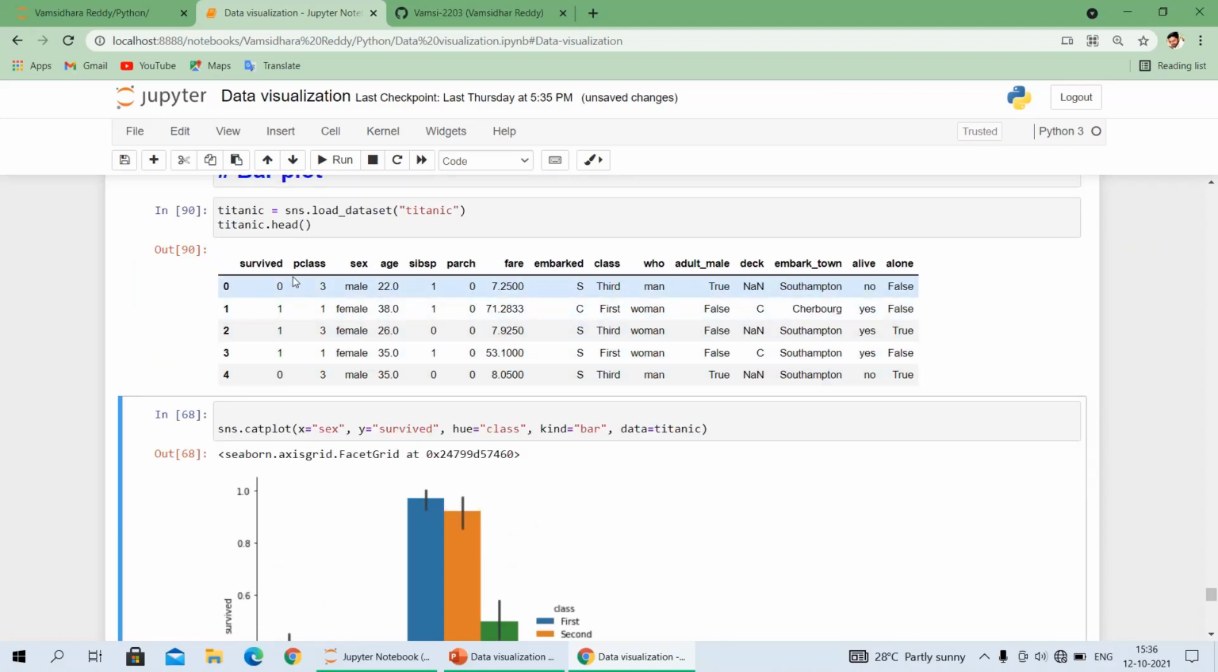This is the Titanic data set. There are columns like survival, class, age, siblings, and so many other things. It has nearly 12 to 13 columns.